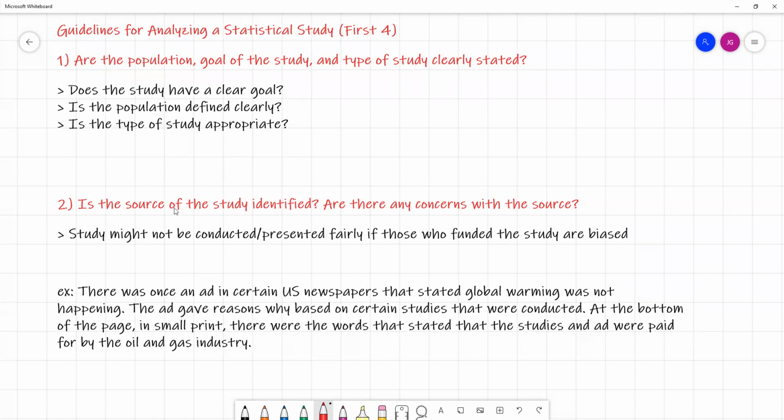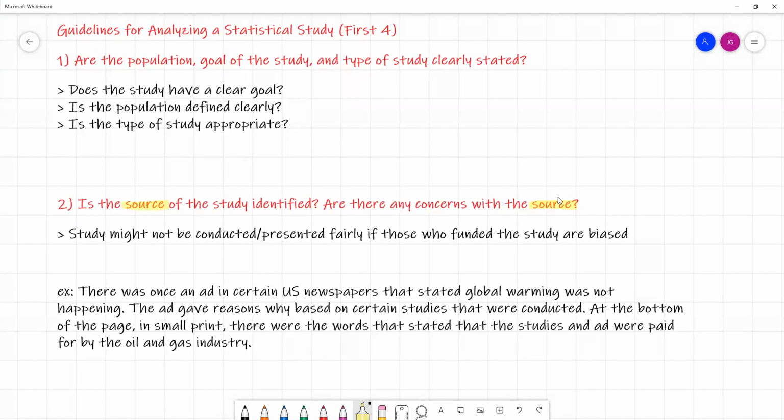Okay, is the source of the study identified? Are there any concerns with the source? Okay, as we go through these, I'm going to highlight the keyword of the guideline because it's going to be hard to remember long sentences, whereas you can just remember the keywords from them, right? So number 2 is all about the source, okay?